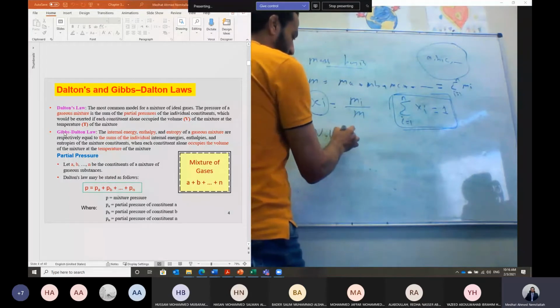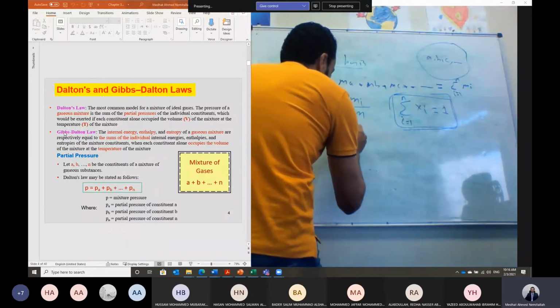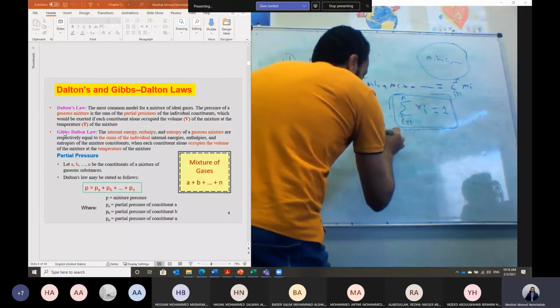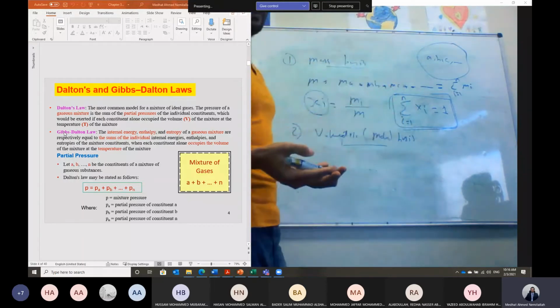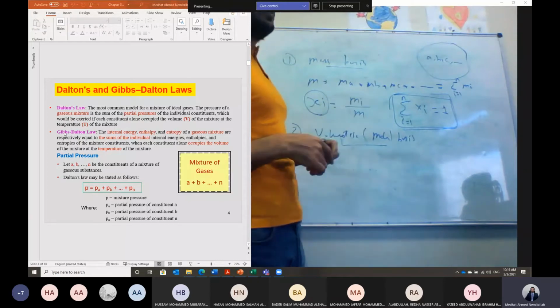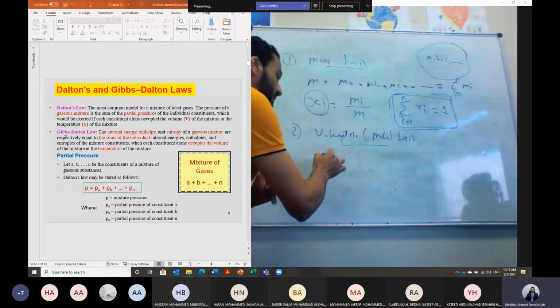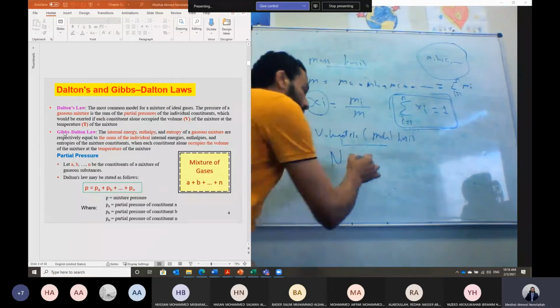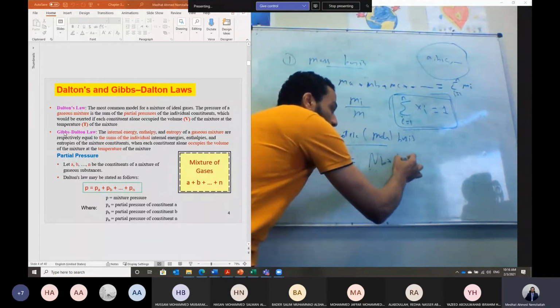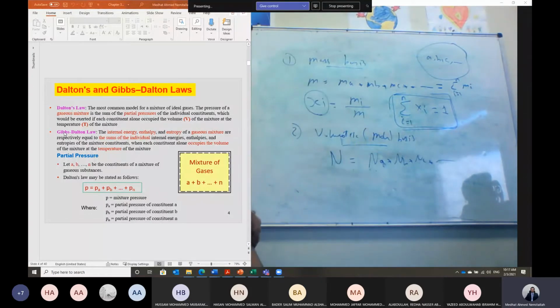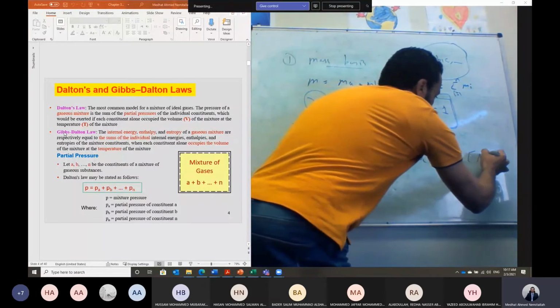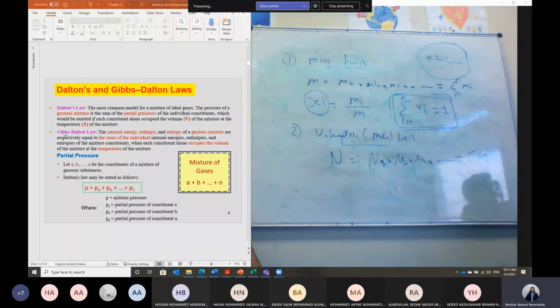We have the volumetric, or what we call the mole basis. This is based on the volume of the system, and the analysis of the number of moles instead of mass. In this case, we count the number of moles. The total number of moles of the mixture will equal the number of moles of A, Na, plus Nb plus Nc, and so on. So it will equal the summation of the number of moles of each component.